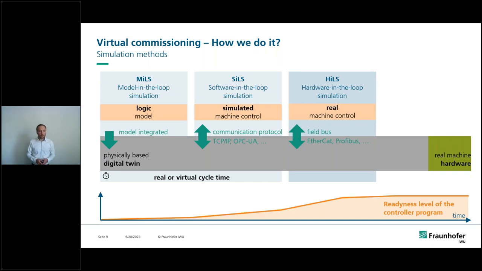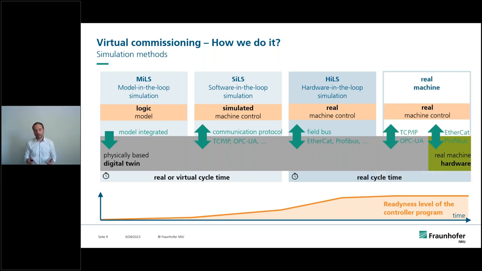When we have the real machine control in hardware, we can connect it via a fieldbus, for example EtherCAT or PROFIBUS, to our digital twin, and now we can set up our system in real time. And in the last stage, we have the real machine. We have the real machine control that interacts over the fieldbus with the real machine hardware. And besides that, we can use the digital twin for cases such as predictive maintenance, or the visualization of deeper machine information.